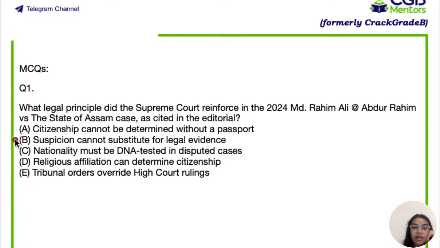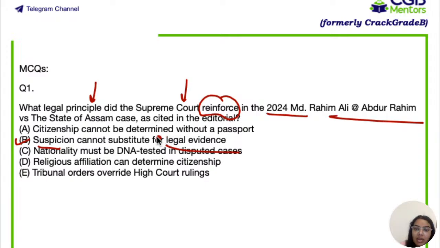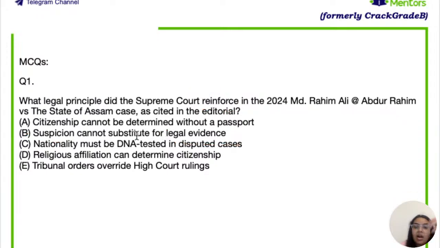Answer to this one is why you people are taking so much. B. What legal principle did the Supreme Court reinforce in 2024 in this case? That suspicion just for the sake of naming cannot substitute legal evidence. आपके बोलने से कुछ नहीं होगा, suspect करने से नहीं होगा.